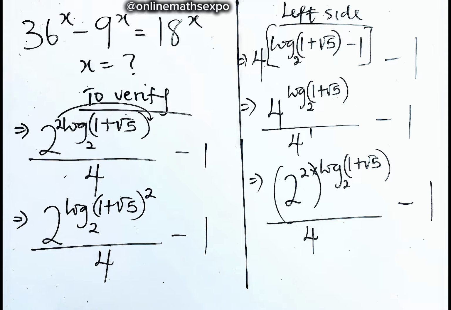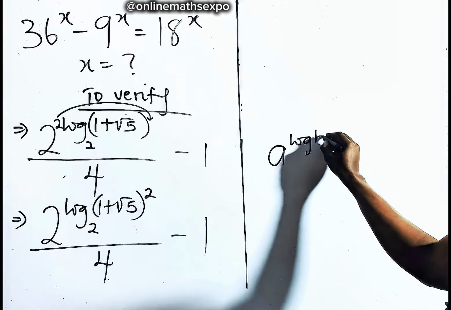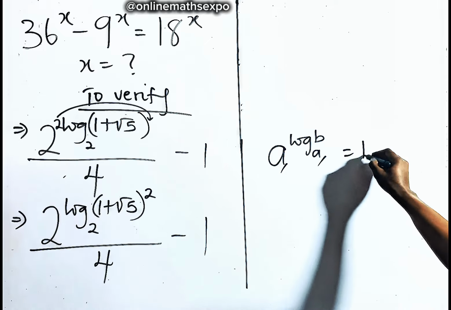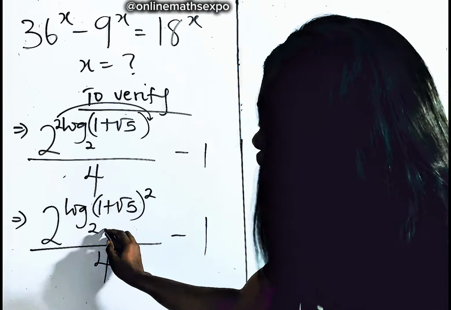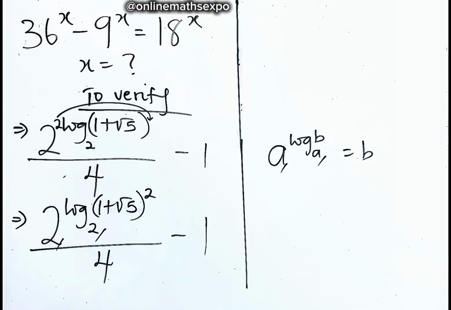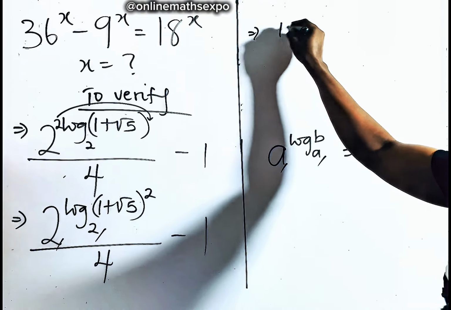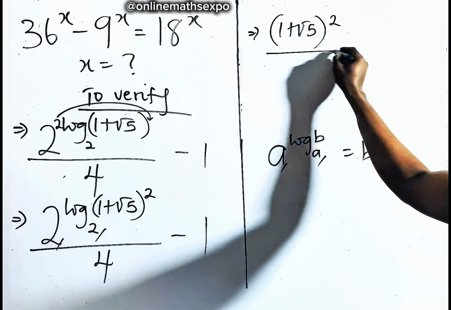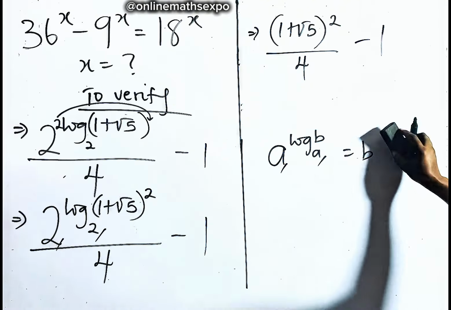We keep simplifying. Remember, for every a to the power of log of b base a, these two bases are the same. It gives you the number b. So if you apply this here, you see that these two bases are the same. So it's going to give us this number, which is 1 plus root 5 raised to power 2, divided by 4, then minus 1. So what do you do next?